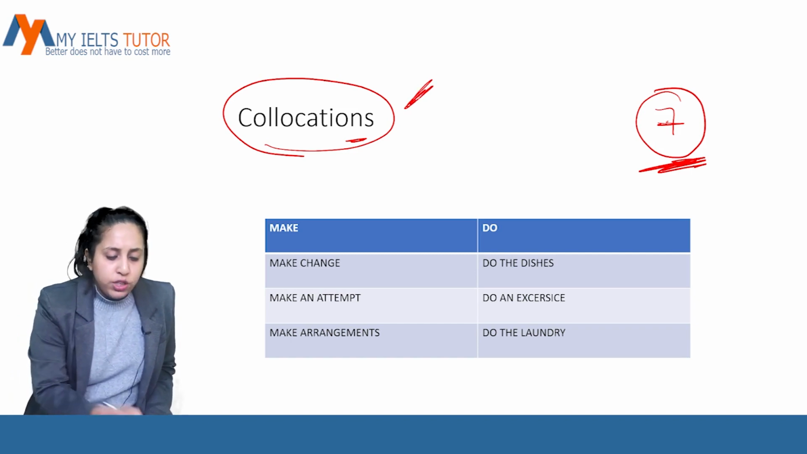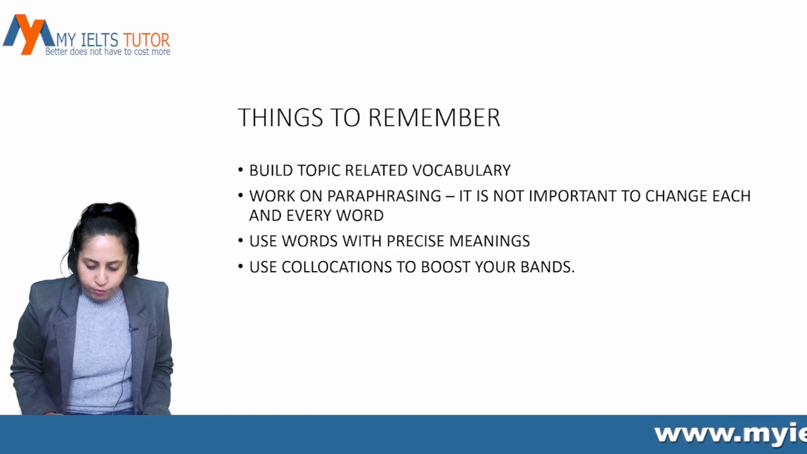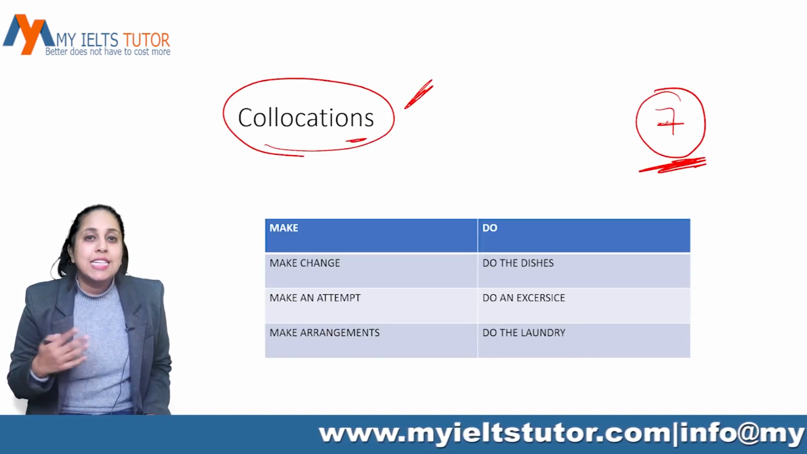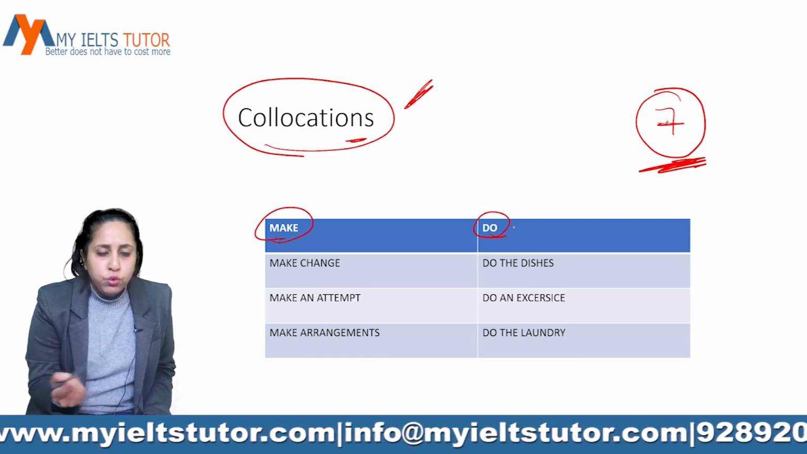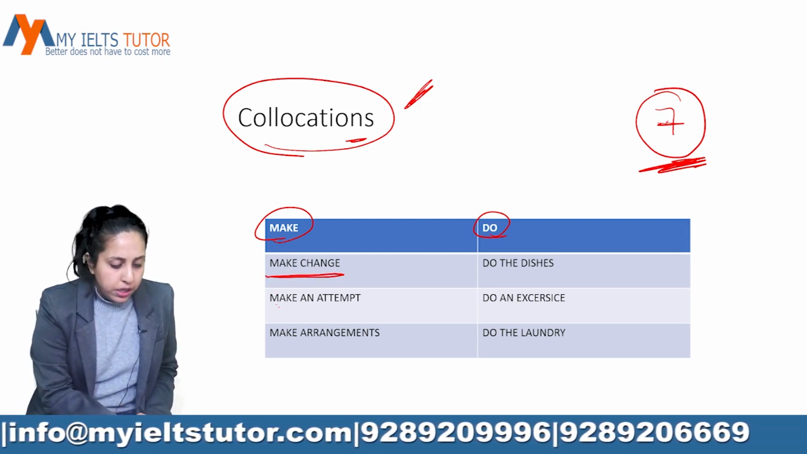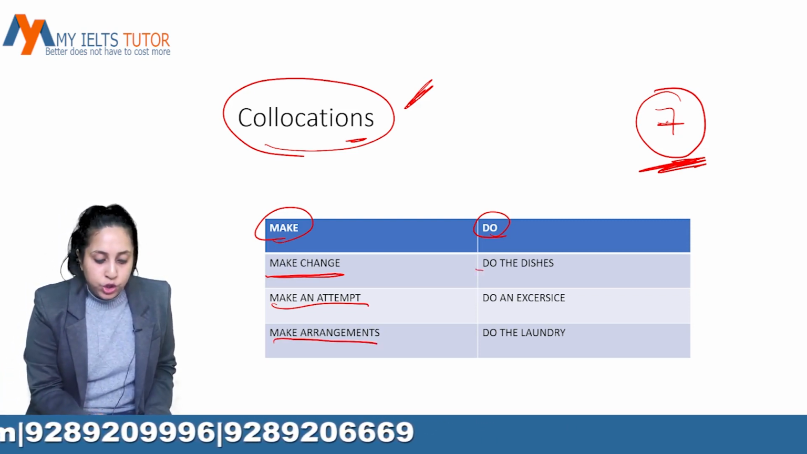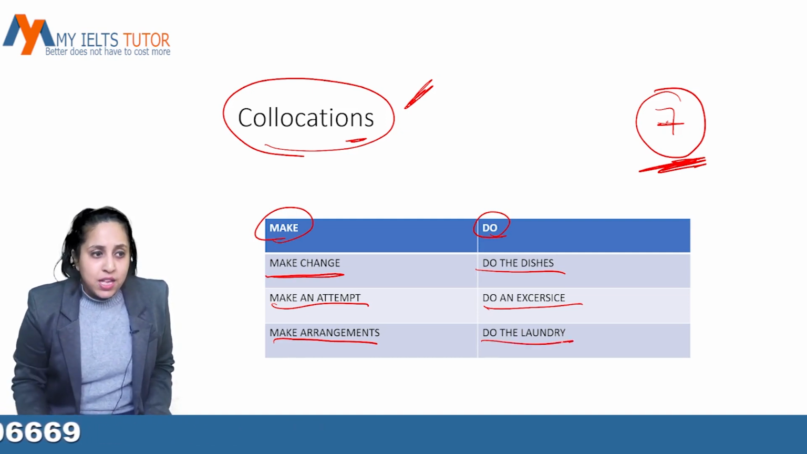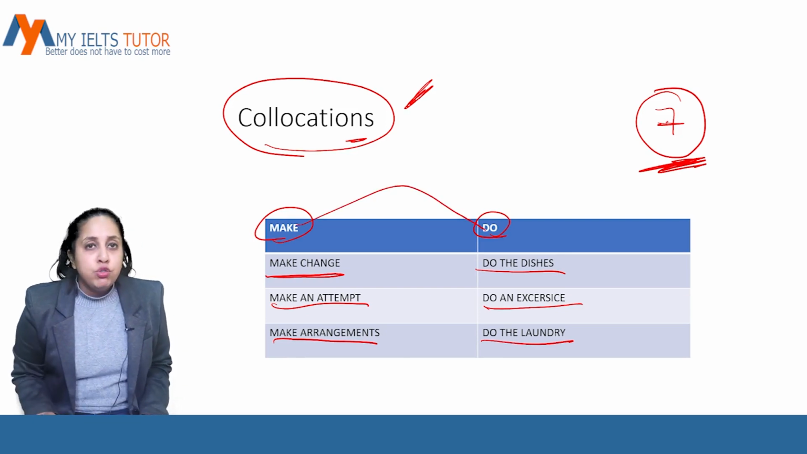Simple. Collocations. What are collocations? When we use 2 words together. Using a group of 2 words together is known as collocation. Like for example, I have written here make. For make and do, there are some collocations. Make change. I will not say do change. Make an attempt. Make arrangements. Do the dishes. Do an exercise. Do the laundry.